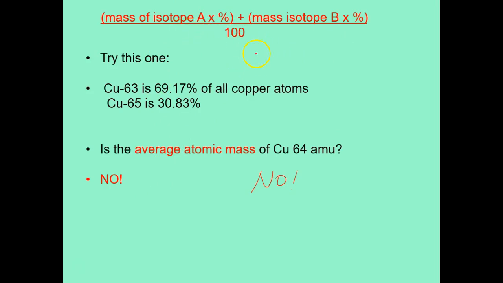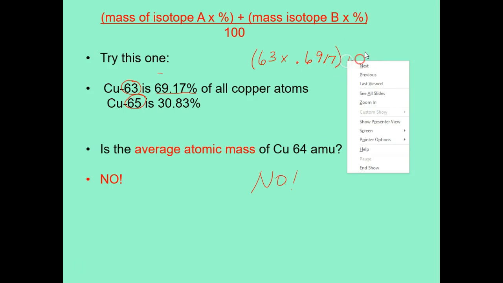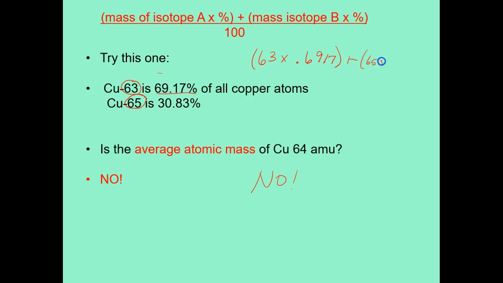We're going to take the mass of isotope A, which is 63. Here's where I'm getting my number, right? These are the masses right here. I'm going to multiply that times the percent in decimal form, 0.6917, plus 65 times 0.3083, and divide over 100.